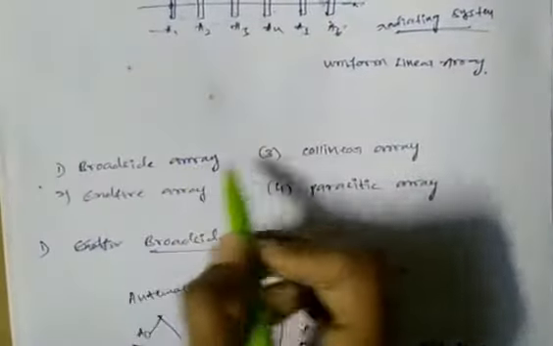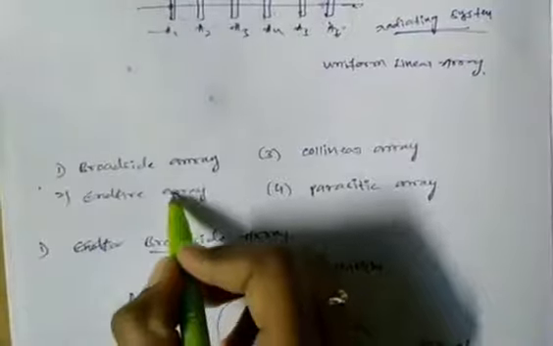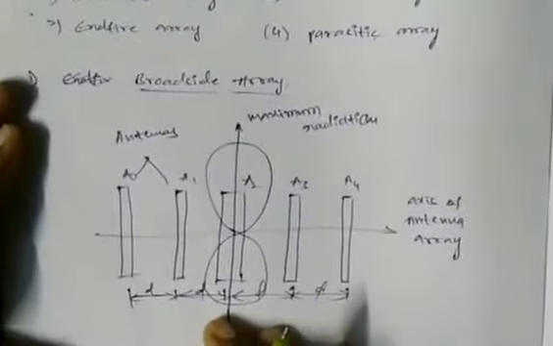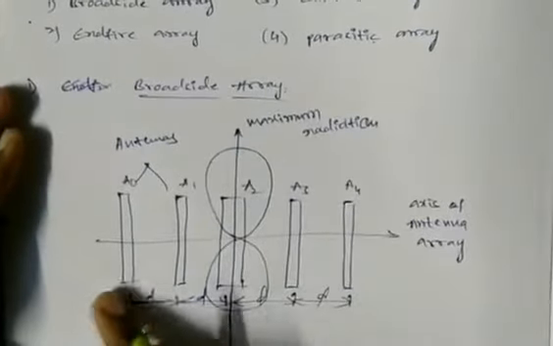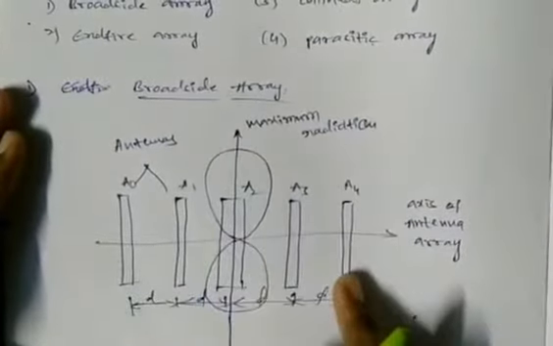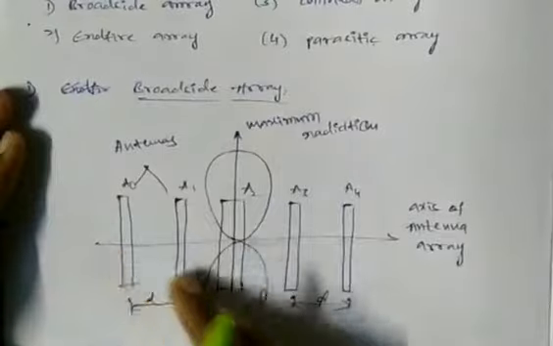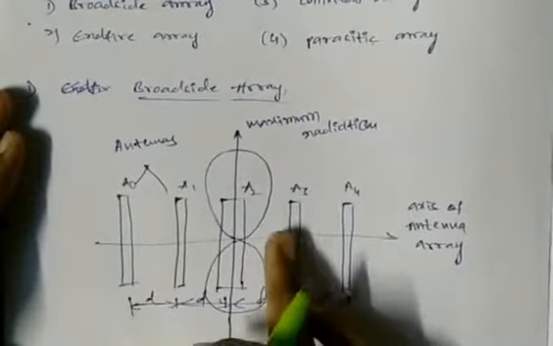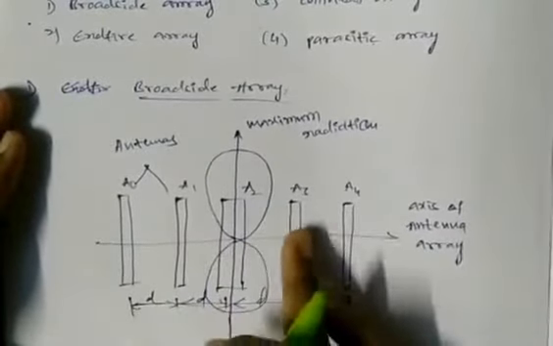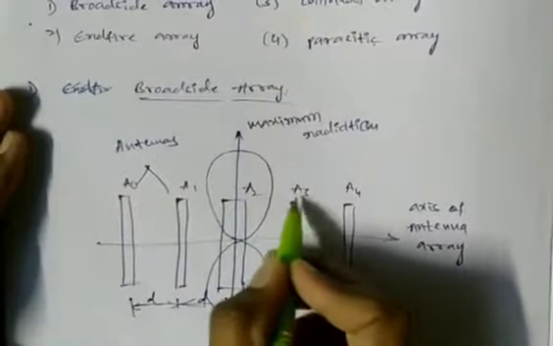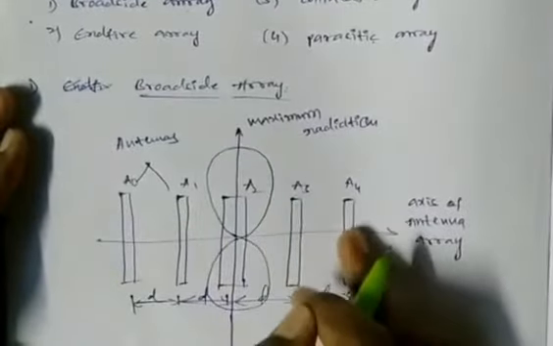And we have different types of antenna arrays like the broadside array, collinear array, endfire array, and parasitic array. First we are seeing the broadside array. So what is the broadside array? This one is the structure of the broadside array. In this broadside array we are using similar antennas: A0, A1, A2, A3, A4. All these are the antennas.